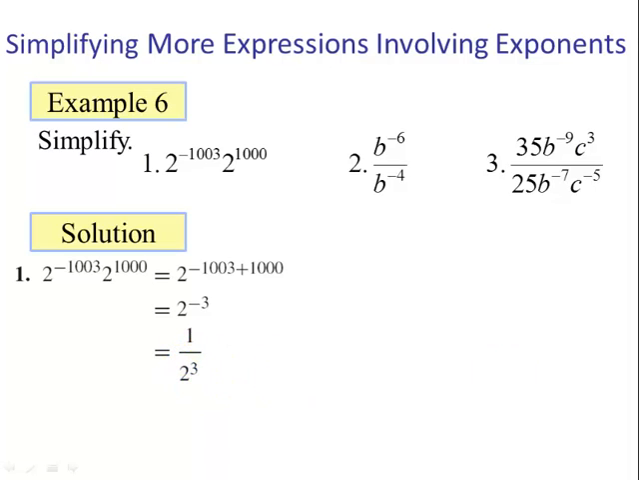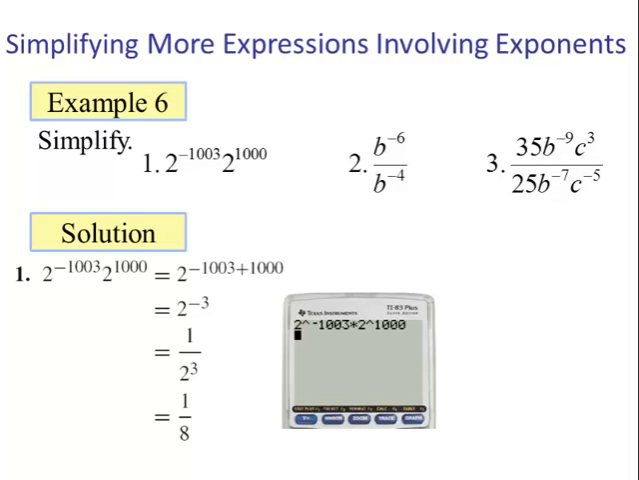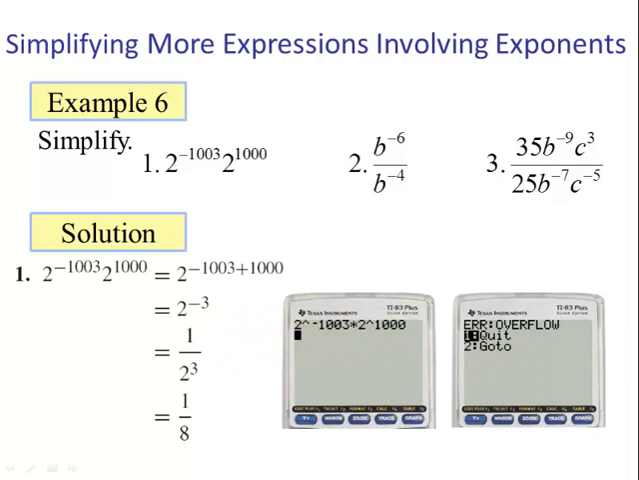1 over 2 to the third is 1 over 8. Now if you try this on your graphing calculator, these values are too big. The calculator can't compute it, and you will get what is called an error for overflow. That means the number is too large for the calculator. So using properties of exponents, we can actually compute values that the calculator cannot compute.